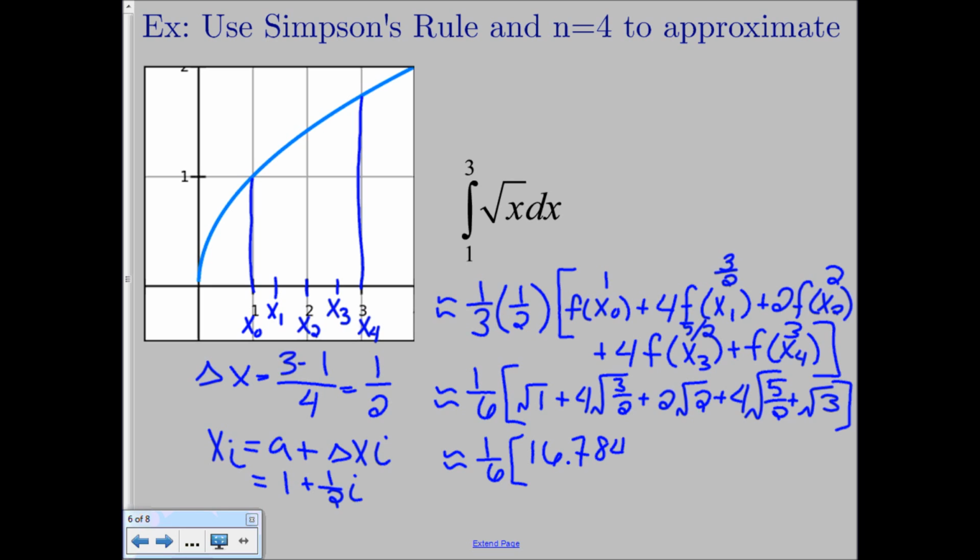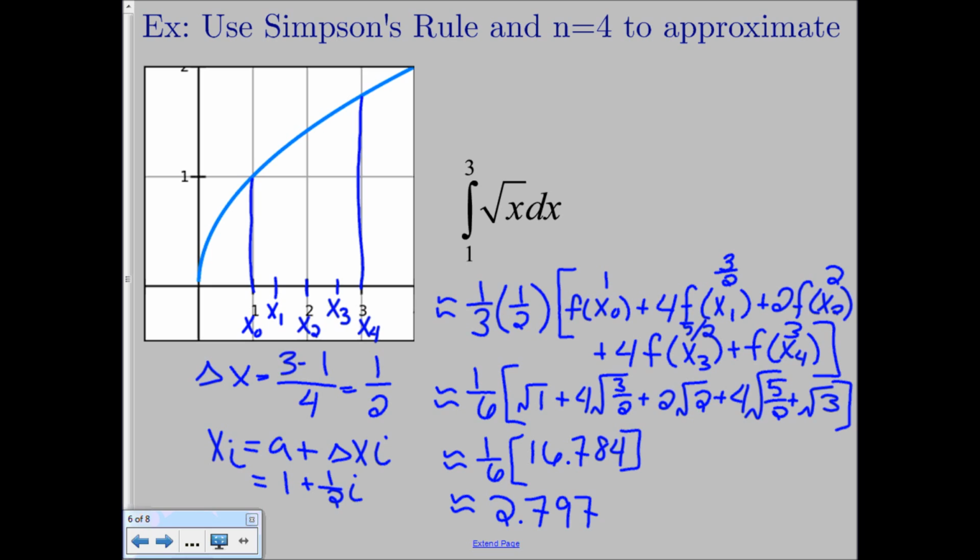16.784, which is just going to be equal to 2.797. Which, if you remember from when we did the trapezoidal rule with this problem, we got 2.793. So you might be asking yourself, well, how accurate is this? So which one is closer? Which the next thing we're going to go over is the error analysis.